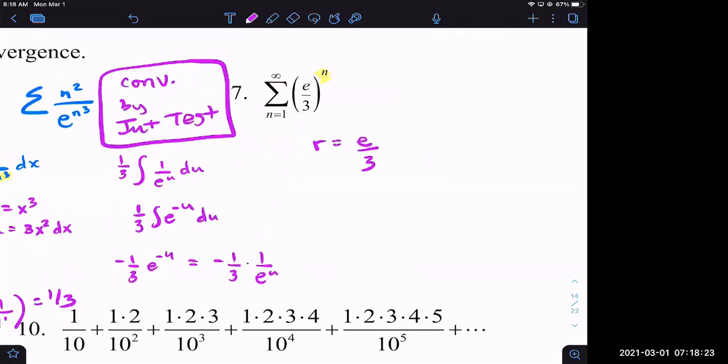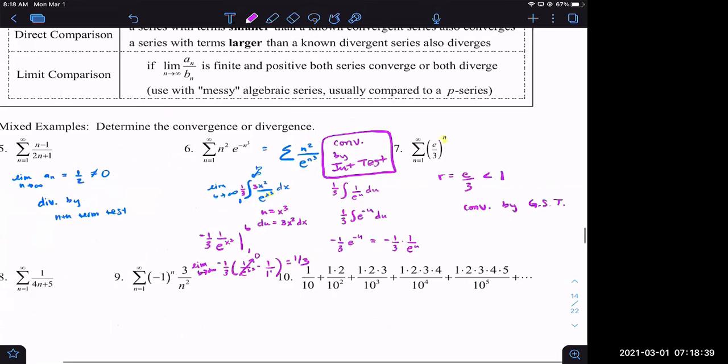What is e approximately? 2.7. So this is less than 1. The denominator is bigger than the numerator. So our conclusion is it converges by geometric series test. Some of the tests are super fast and some of them take a little bit more. That one was a fast one.